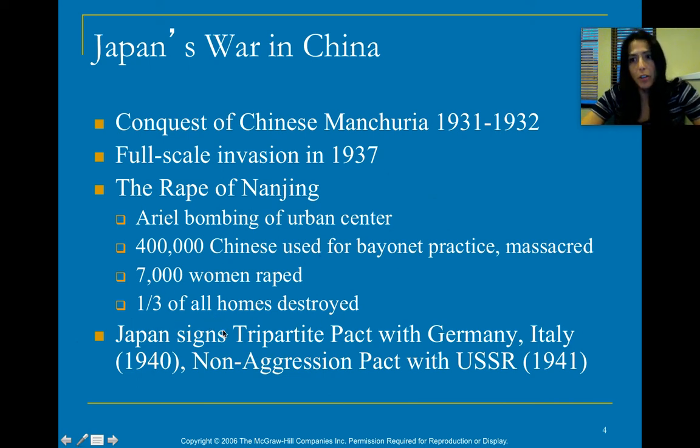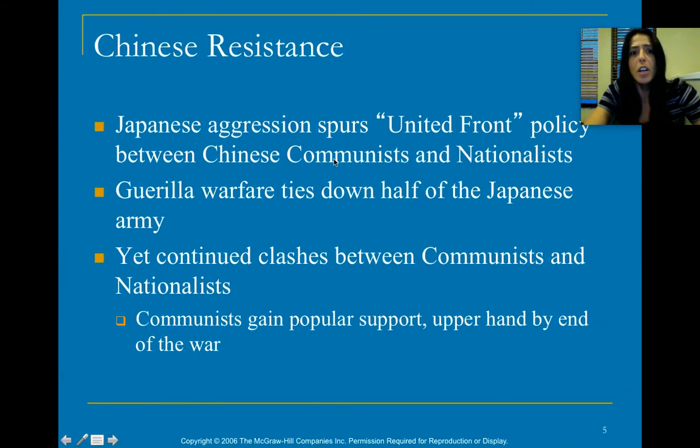So Japan, we want to think of World War II as starting with the Japanese aggression and expansion into China. Then Japan signs a 10-year tripartite pact with Germany and Italy, and a non-aggression pact with the USSR in 1941 so that it can have a free hand in Manchuria. This creates a sense of unity amongst the communists and nationalists that up until this point had been warring in China in a civil war, but they decide that it's important that they have a united front against the Japanese. So temporarily, Chinese communists and nationalists work together.